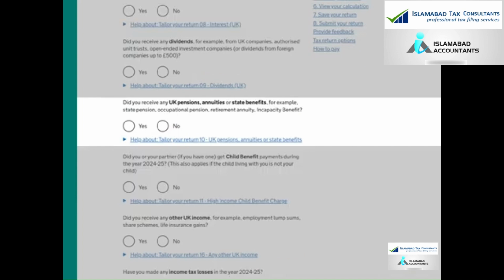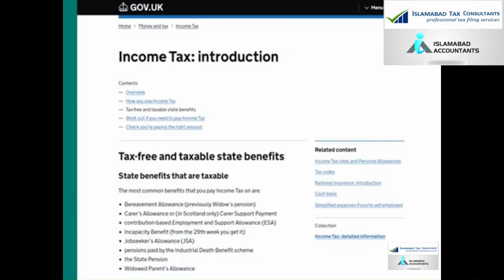If you received any payments of state pension or other taxable state benefits, such as incapacity benefit or job seekers allowance, answer yes to this question. You should also answer yes if you received any occupational pensions, also known as work pensions, or any private pensions and annuities, even if you've already paid tax on these. You can find details of taxable and tax-free state benefits on gov.uk.